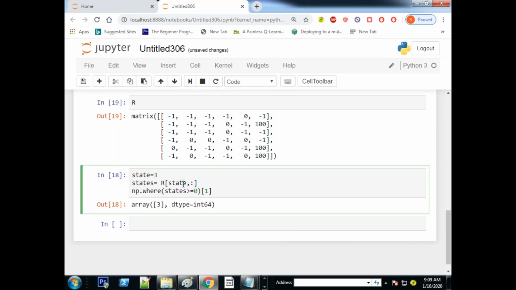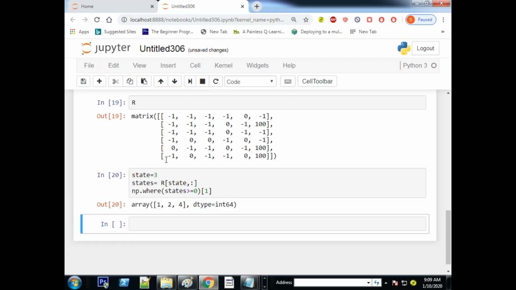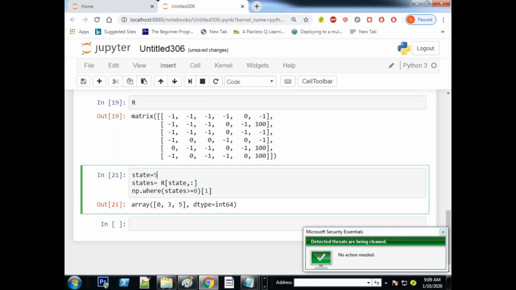Sorry, 1 to 4. I am in room number 4. What actions? 0, 3, 5 possible. I am in number 5. What actions are possible now? 1, 4, 5.